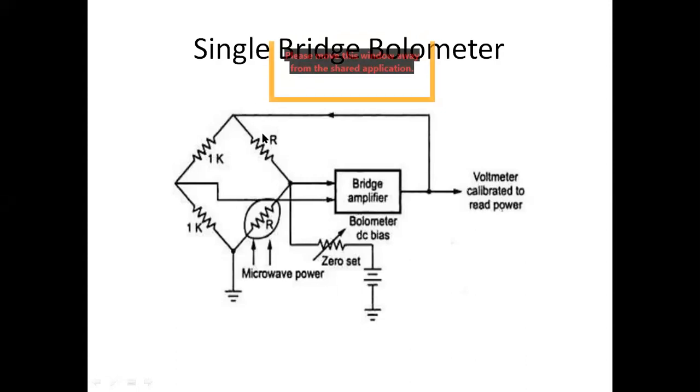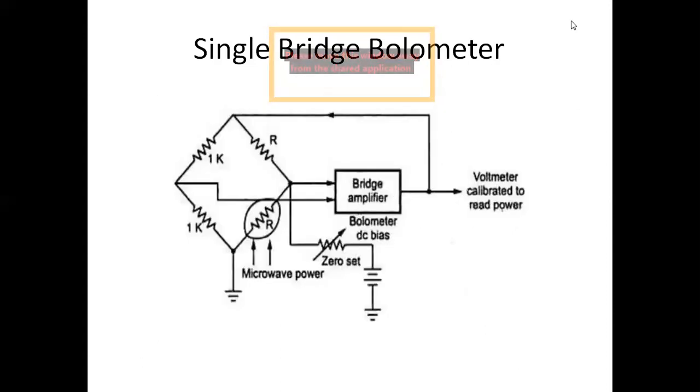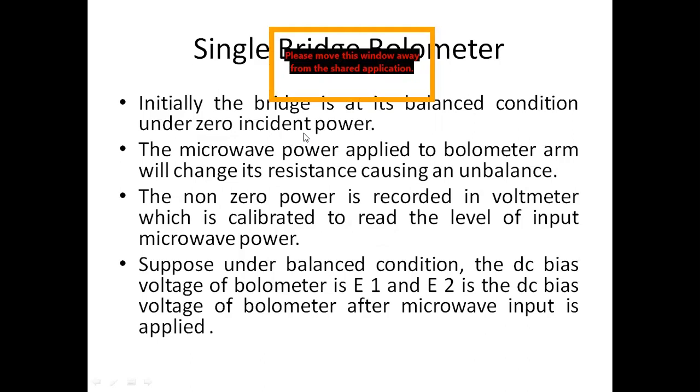However the resistance is varied, the voltmeter reading is denoted. From the voltmeter reading, we can easily calibrate those readings into the power meter. For that, under the balanced condition, the voltage measured using this circuit is denoted as E1, and after exposing the circuit to the microwave power, we measure the voltmeter reading as E2, or V1, V2.